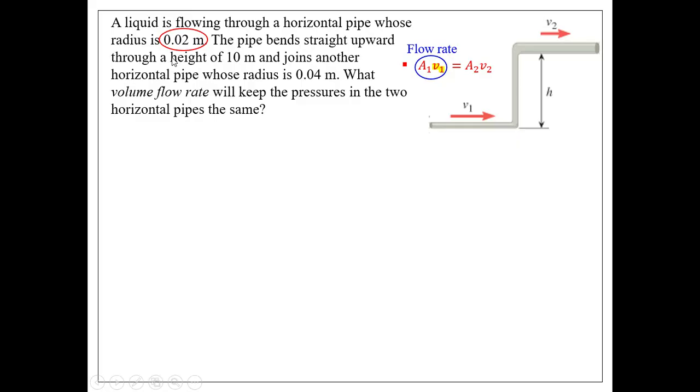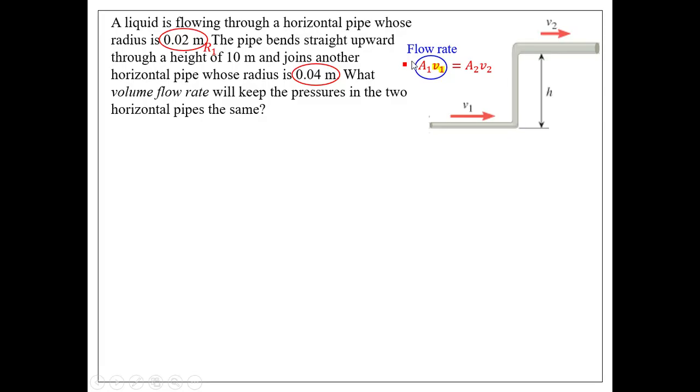Based on the information given, I can identify this as R1. The radius of the narrow pipe at the very bottom is given as 0.02 meters, and the radius of the wider pipe at the very top of the diagram, 10 meters above, is 0.04 meters. As you can see, we're given the radius, which means you know the area. So you know A1, you know A2. What you don't know are V1 and V2, because area is simply pi r squared, and pi is a constant. They didn't give you A1 directly, but they did give the radius, so you know what A1 is, and likewise, you know what A2 is, because the two radii are given.